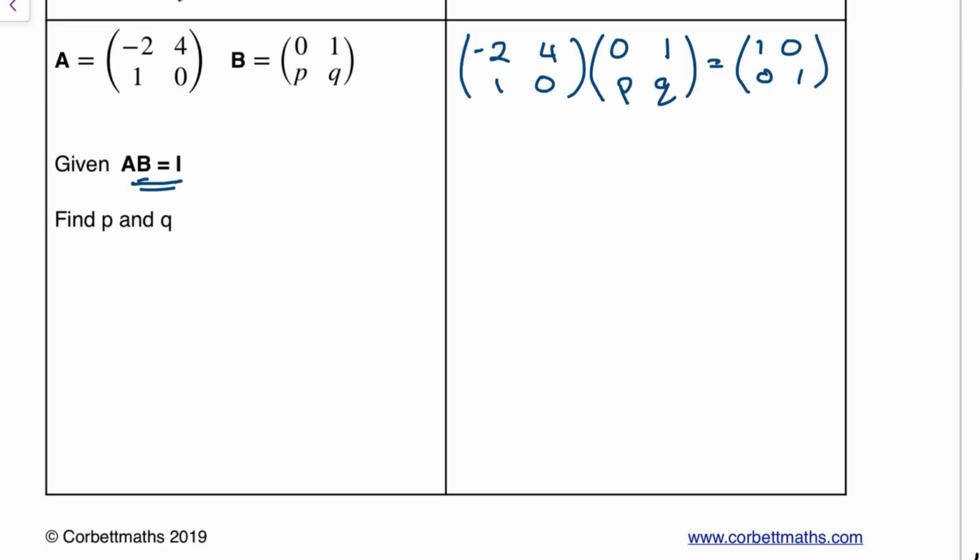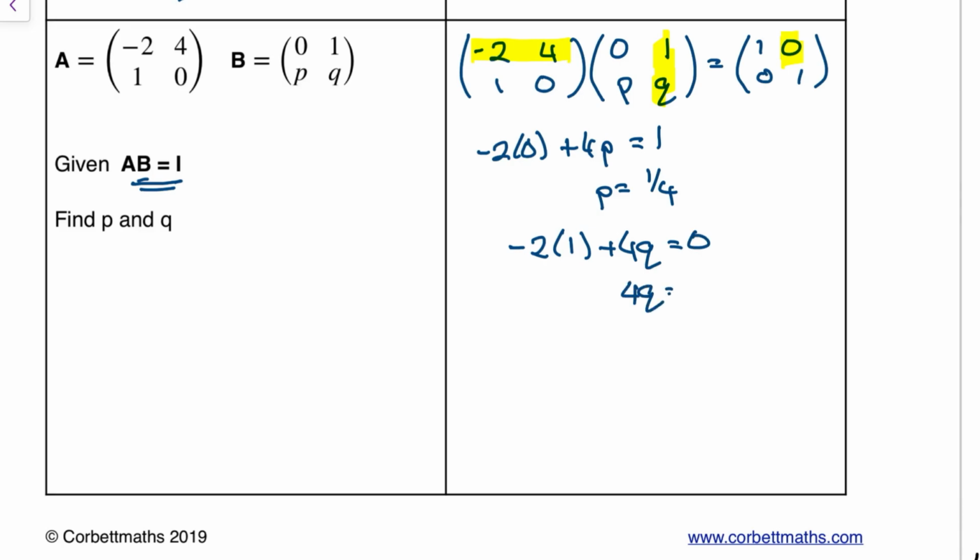So the top row tells me, so top row times column on the left, that minus 2 times 0 plus 4 times P is equal to 1. In other words, P is equal to a quarter. Top row and right column. So I can highlight it now. So I'm doing that row and that, which is going to give me this number here. Well, that tells me that minus 2 times 1 plus 4 times Q is equal to 0, which means that 4Q equals 2, which means that Q is equal to a half.